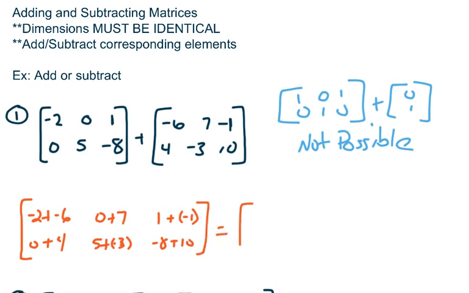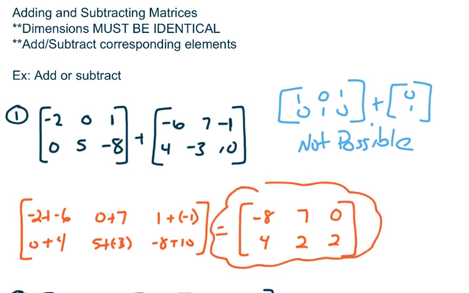Negative 2 plus negative 6 is negative 8, 0 plus 4 is 4, 0 plus 7 is 7, 5 plus negative 3 is 2, 1 plus negative 1 is 0, and negative 8 plus 10 is 2. And there is your final answer, the one here I'm going to put in the lovely little cloud. Now, you don't have to show this step all the time, especially when we're adding and subtracting. I'm going to assume that you know how to do negative 2 plus negative 6 to get negative 8, and so on down the line. So I'm not going to focus hardly at all on writing this step out, but definitely I want you to be able to write the answer.